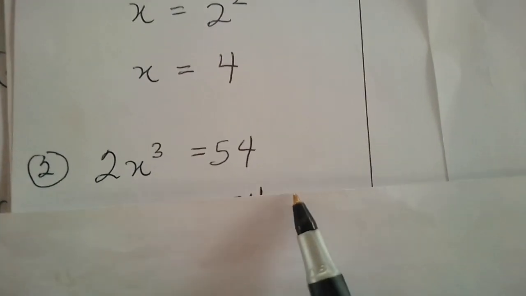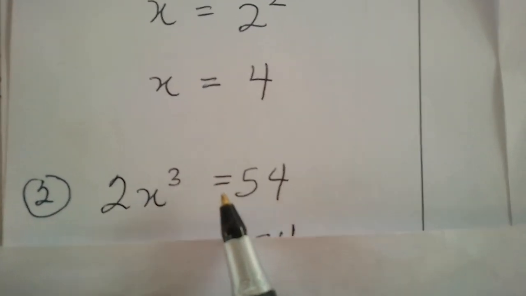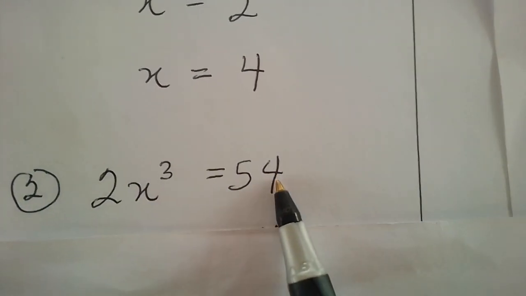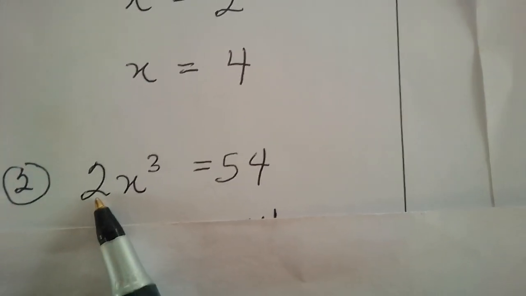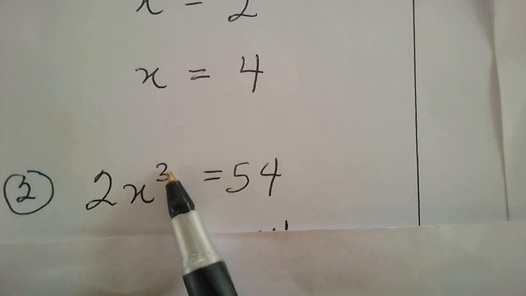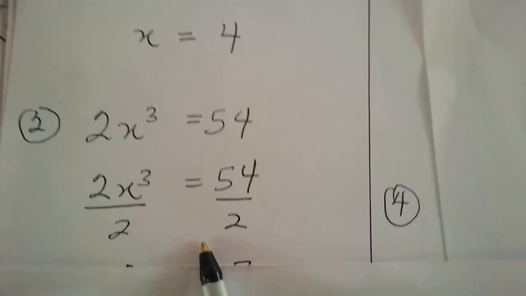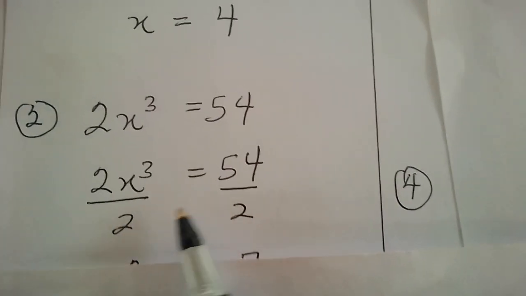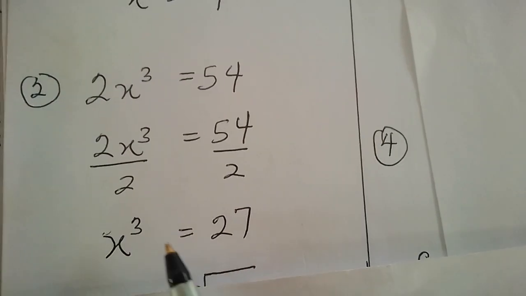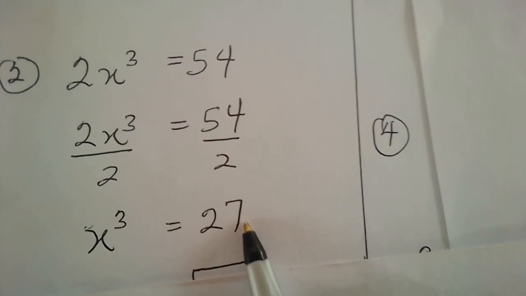Number 2, we have 2x raised to power 3 equals 54. First of all, we need to remove the coefficient of this x cube by dividing both sides by 2. When you divide both sides by 2, you are left with x raised to power 3 on this side. 54 divided by 2 will now give us 27.